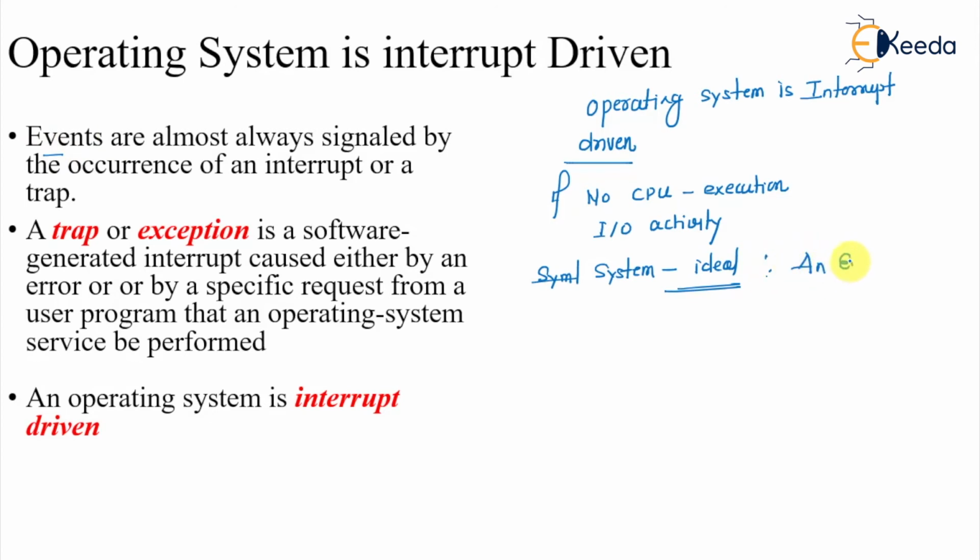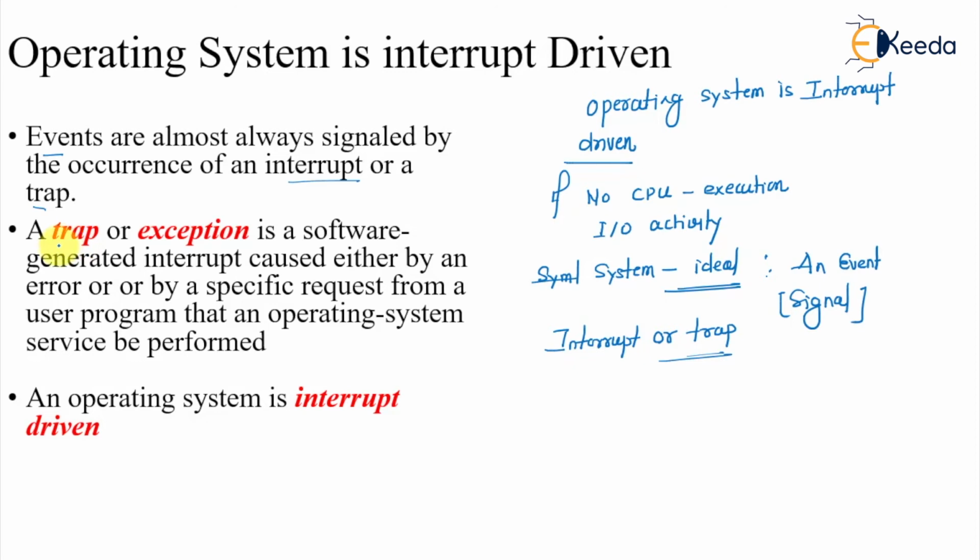an event occurs. An event is nothing but a signal. Events are almost always signaled by the occurrence of an interrupt or a trap. So a signal occurs, and that is nothing but your interrupt, or we call it a trap. The system remains idle until a trap or exception occurs.